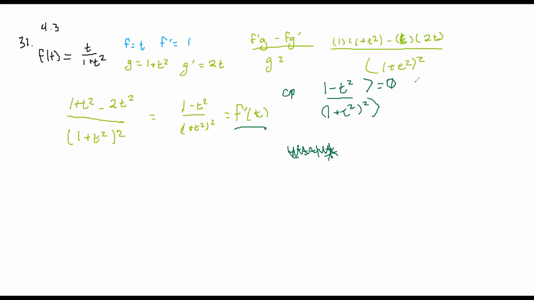So if the numerator equals 0, the whole thing equals 0. And that is going to be 1 is equal to t squared, because this equals 0. So t is equal to plus or minus 1. So we have 2 critical points. t is equal to 1, and t is equal to -1. Are we good so far?